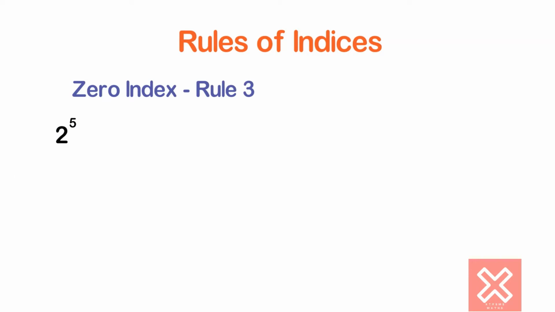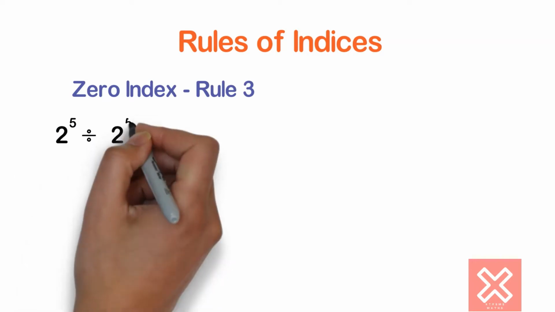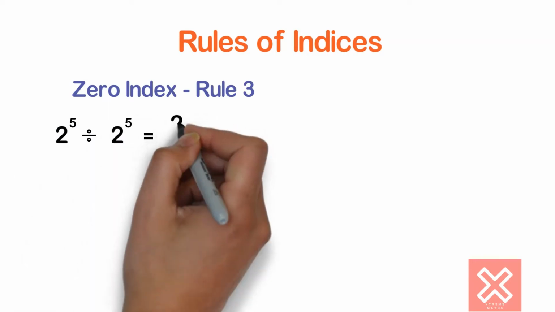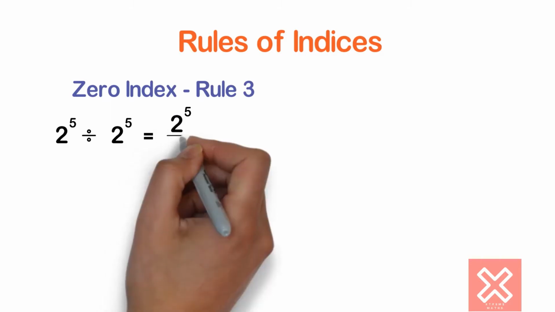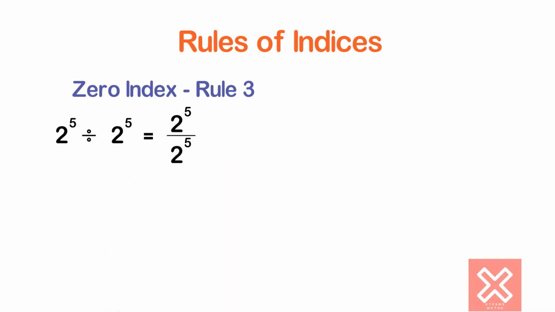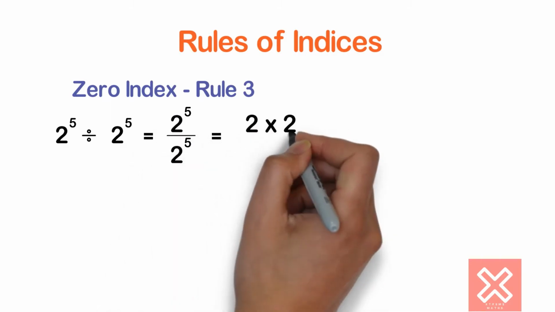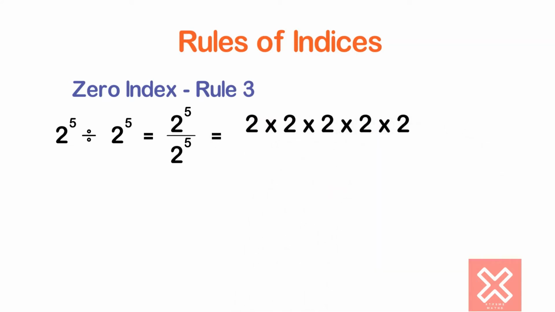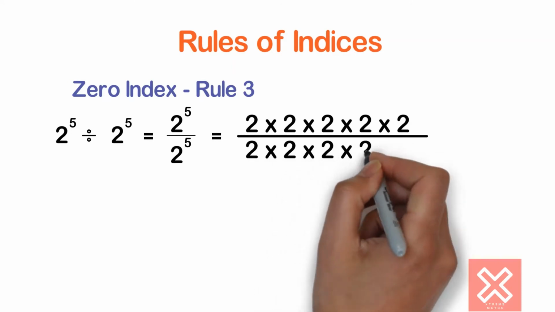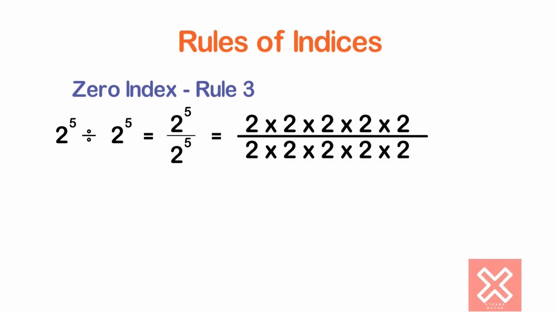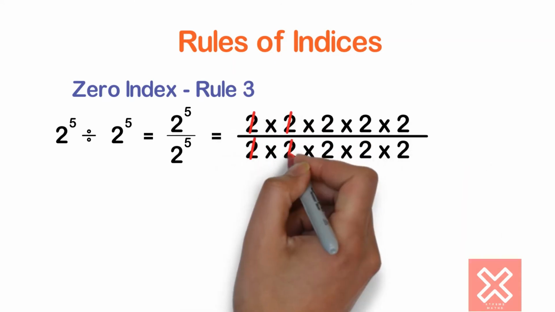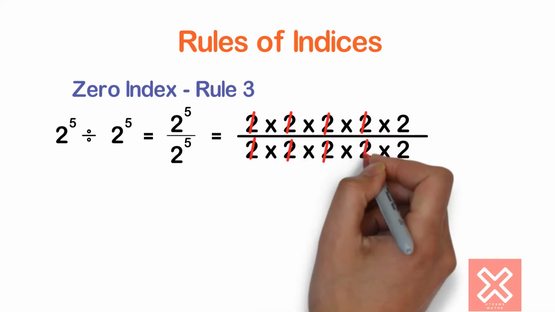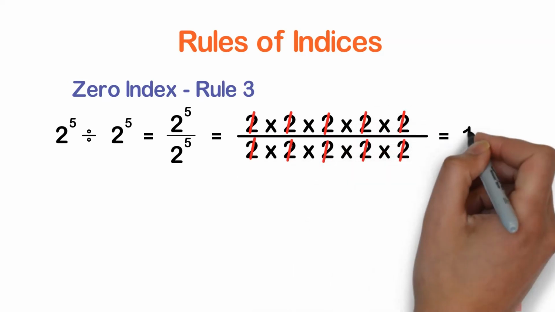2 to the power 5 divided by 2 to the power 5. We can write 2 to the power 5 over the line and 2 to the power 5 below the line. Write 2 to the power 5 as repeated multiplication over the line, and below the line write 2 to the power 5 as repeated multiplication. Now cancel the line. Answer is 1.